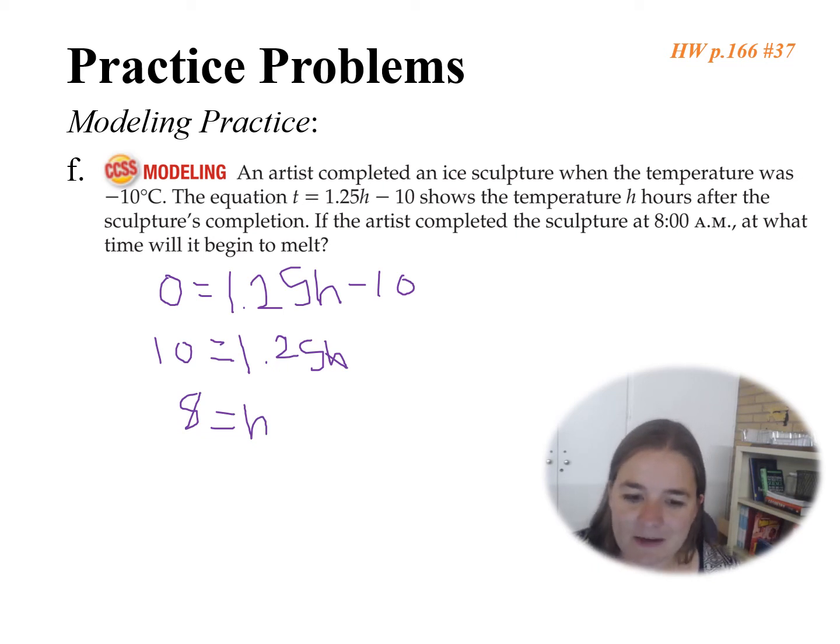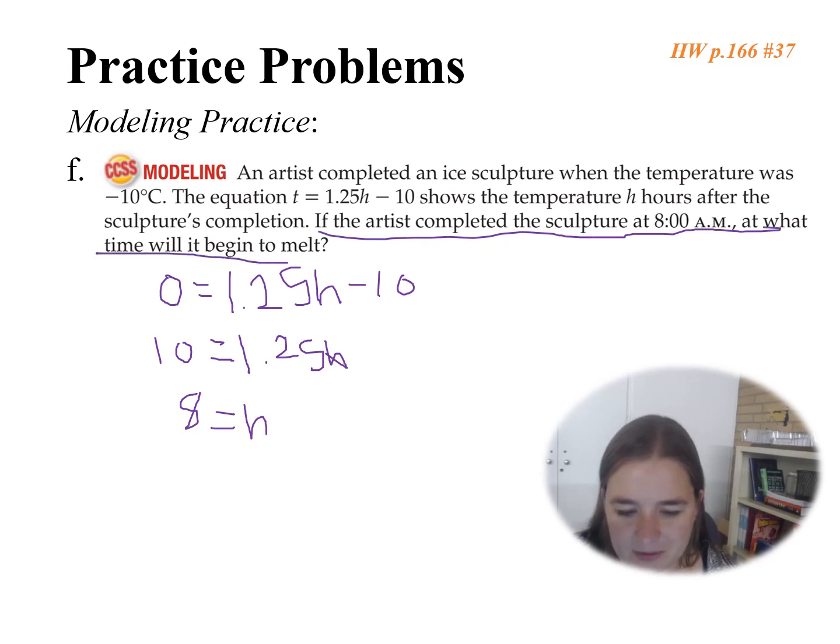But 8 hours isn't my final answer here, because I need to answer the question: if the artist completed the sculpture at 8 a.m., at what time will it begin to melt? 8 isn't the time that it begins to melt. I need to think about 8 hours, or 8 a.m. plus 8 hours, what time will that be? So using my wonderful counting on a clock skills, I find out that my final answer here is going to be 4 p.m., or 1600 hours if we were in Europe where they use a 24-hour clock.